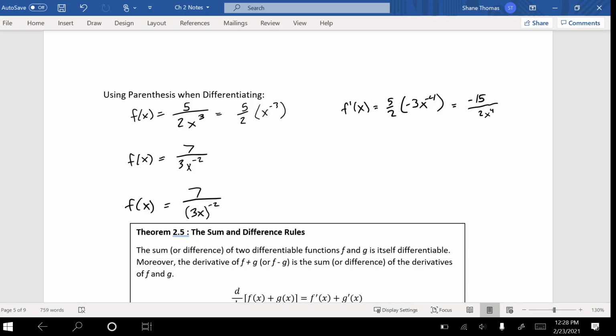All right. Second one, let's rewrite it. So I'll rewrite this as 7/3 x squared. That becomes positive because it's negative on the bottom. All right, so then I apply the power rule. So f prime of x is going to be 7/3 times 2x, which is going to give me 14x over 3.